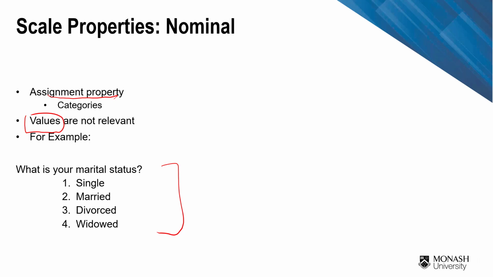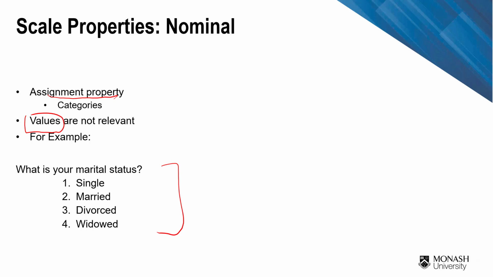Why? Because all these categories, single, married, divorced, widowed, do not even have a value to start off with. Okay, they are just words. So because of that, they shouldn't have values associated with them. And these values, the ones that I just assigned, are there to help you quantify your data a bit easier when you are in Excel or in other programs.